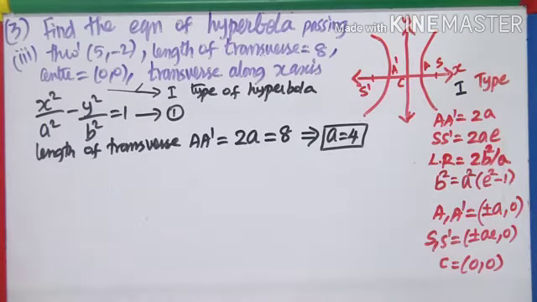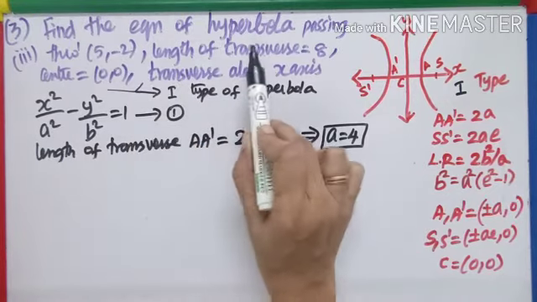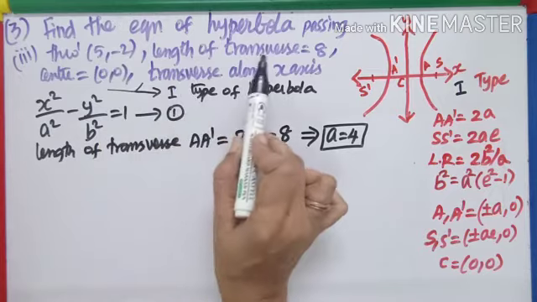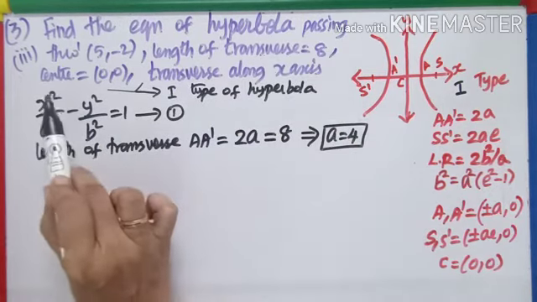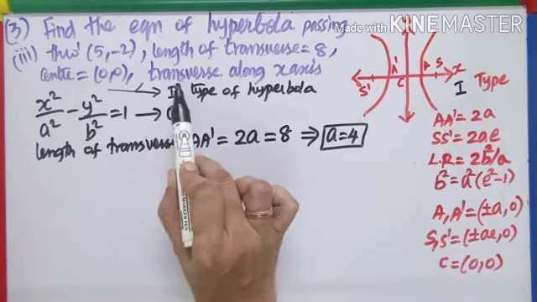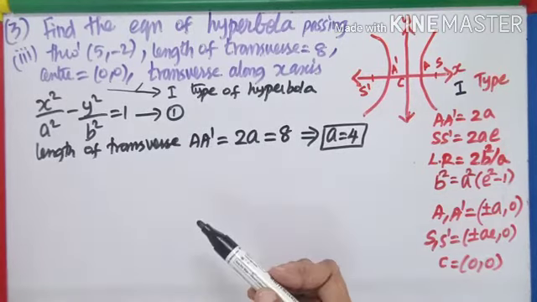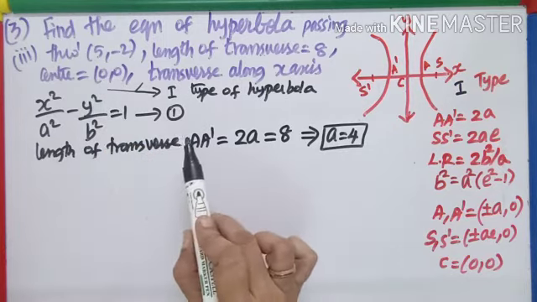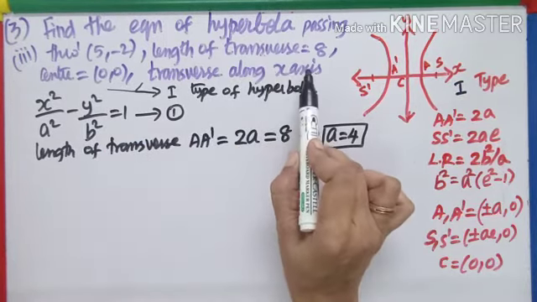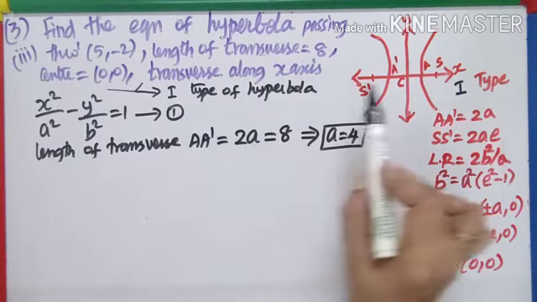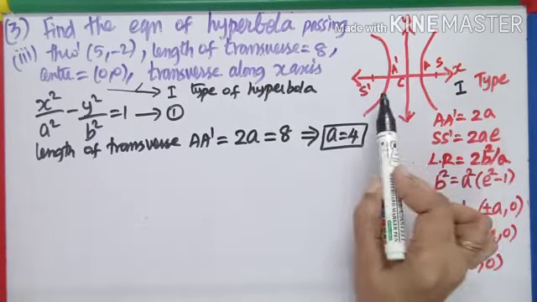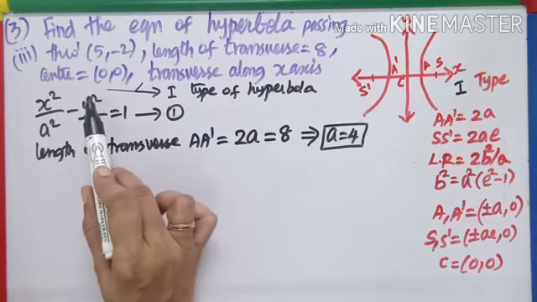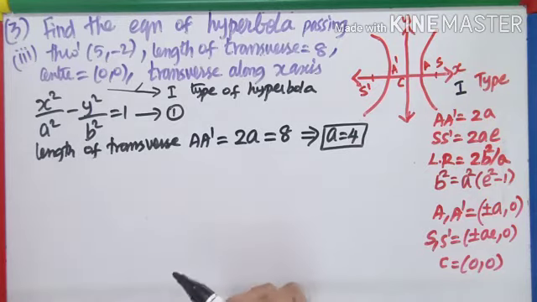Question number 3, subsection 3. Find the equation of hyperbola passing through the point 5, minus 2. Length of transverse axis is 8 and center 0, 0 where the transverse axis is along x-axis. Center 0, 0 tells me h, k is 0, 0. Transverse along x-axis tells it is first type of hyperbola, wherein we write the equation x square by a square minus y square by b square is equal to 1.